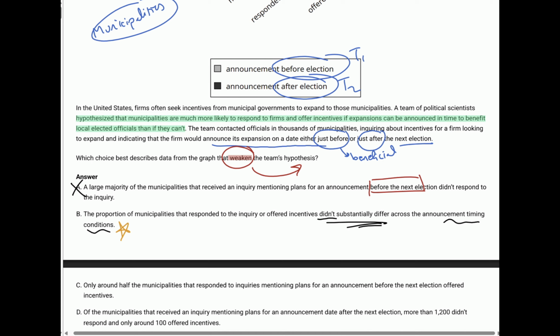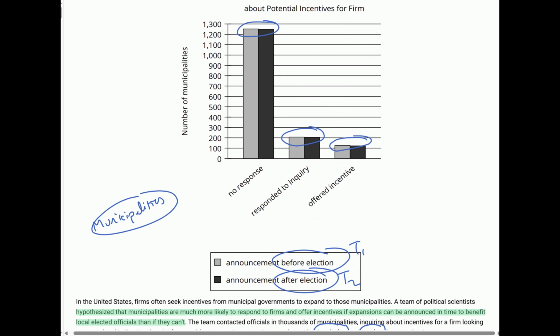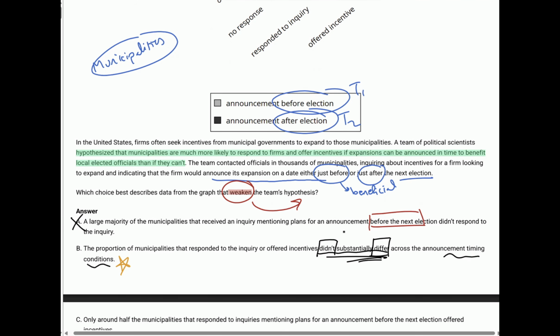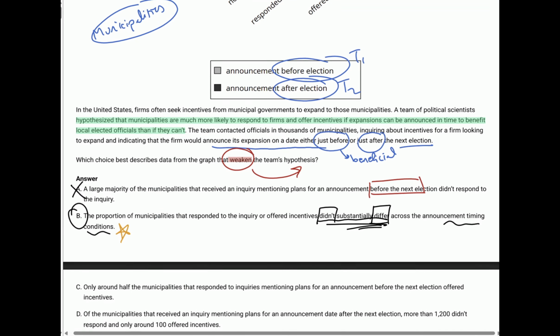It didn't substantially differ. We're making sure that we are making the right connection because again we're trying to weaken the claim here by saying that there is no difference. We are using the data from the graph because yes, we already established the graph shows that there is no difference. And not to mention, across the announcement timing conditions, we are making a comparison between these two. That is perfect. So I think B should be the right answer, but let's keep reading.